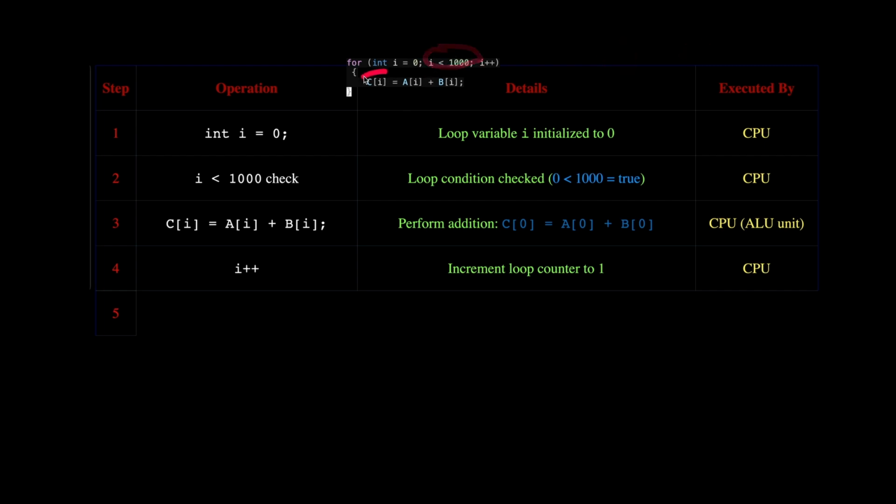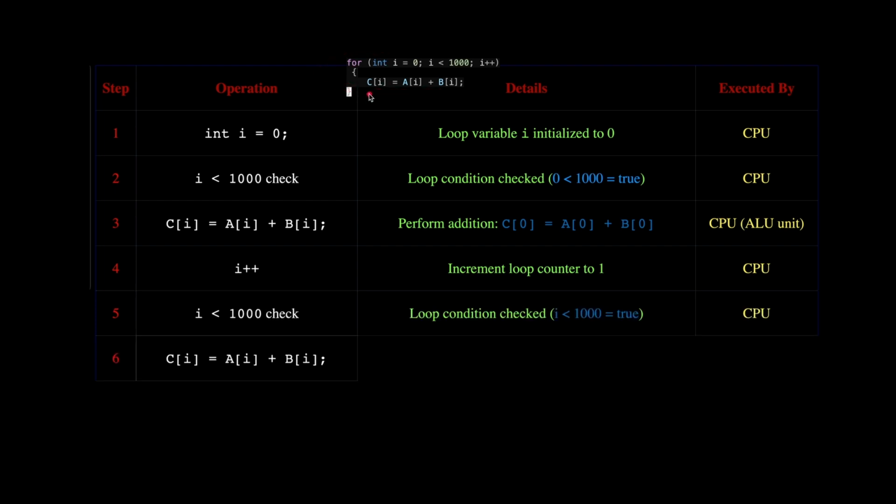So it will again go inside the body of the loop. The loop condition holds true as the i value is now 1, which is less than 1000. So it will again execute C[i] = A[i] + B[i]. Here i will be 1, and A1 plus B1 will be stored in C1.